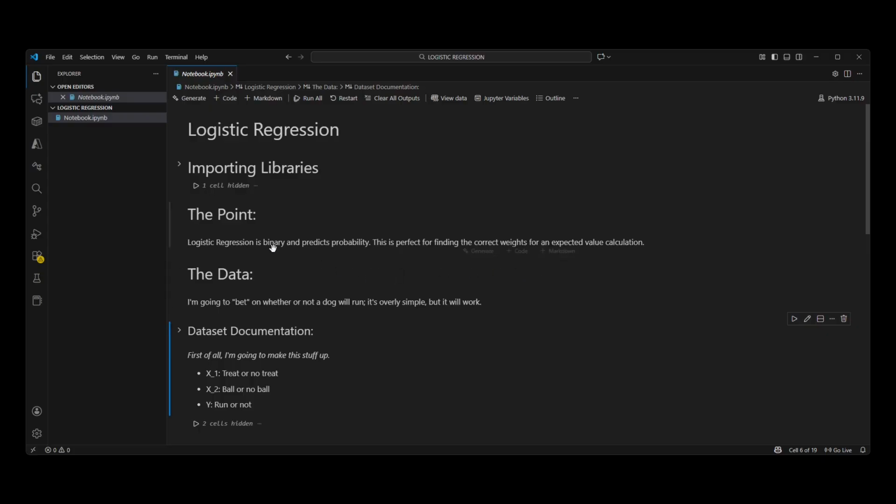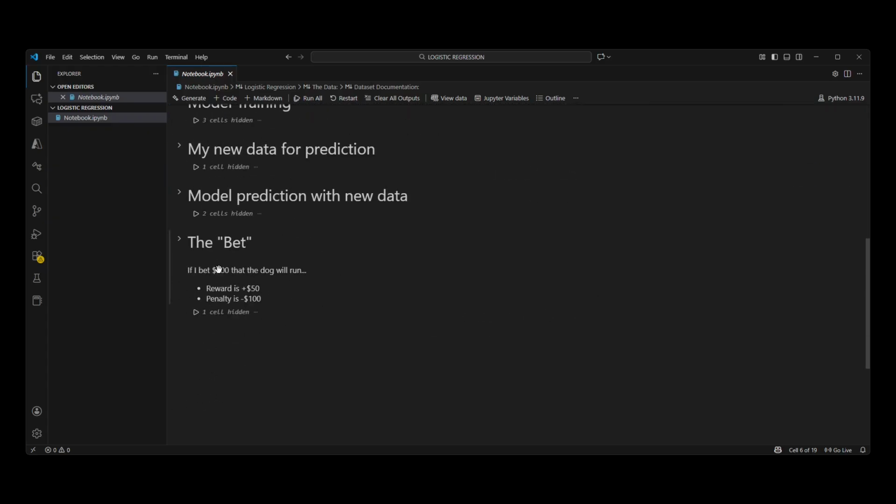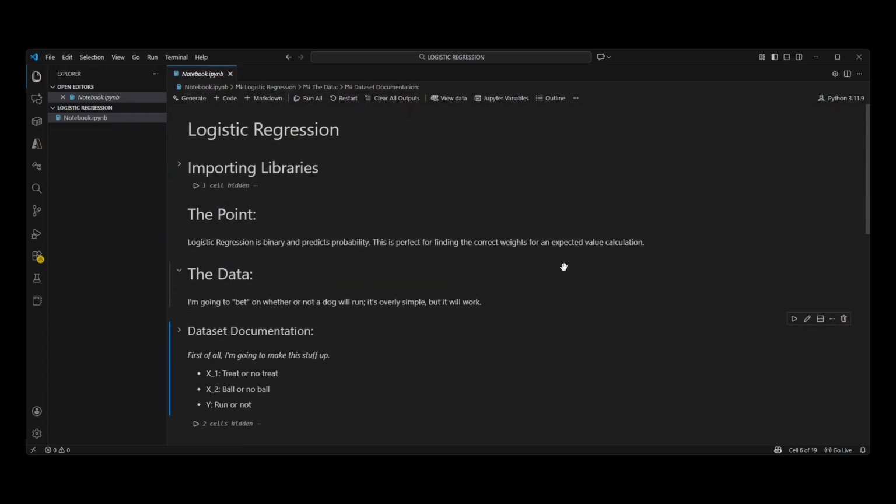Logistic regression is binary and it predicts probability, which makes it perfect for finding the correct weights for an expected value calculation. So I'm going to imagine a bet that a dog will run versus walk or respond to nothing. So will the dog run, yes or no? That's binary. And we're going to put together a bet, so to speak, with a reward and a penalty. And we're going to train a logistic regression model on some training data and make some observations and a prediction.